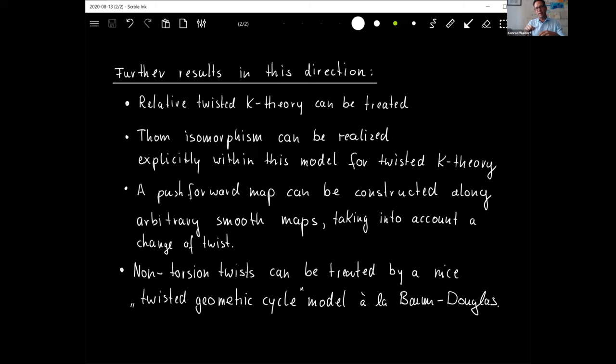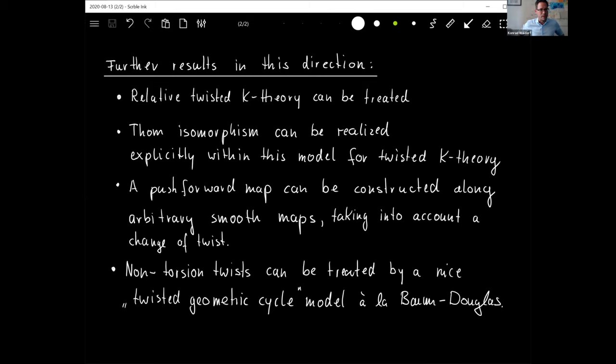Right. And then finally, the non-torsion twists. Yeah, they're of course complicated. So in Darvin's thesis, we have followed an approach by treating them as twisted geometric cycles, sort of à la Baum-Douglas. But I won't have time to talk about this now.